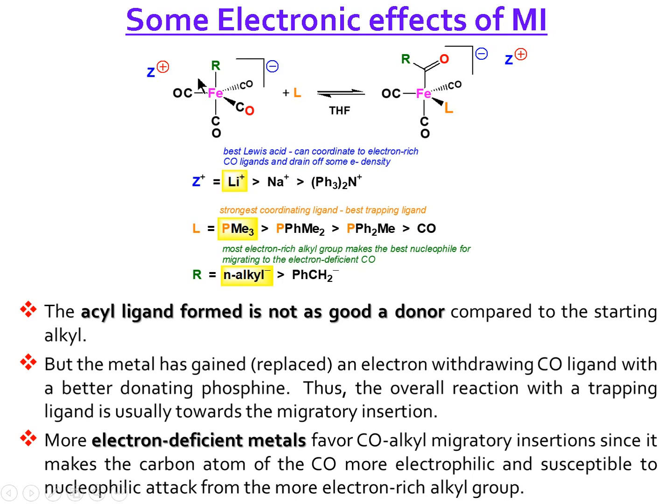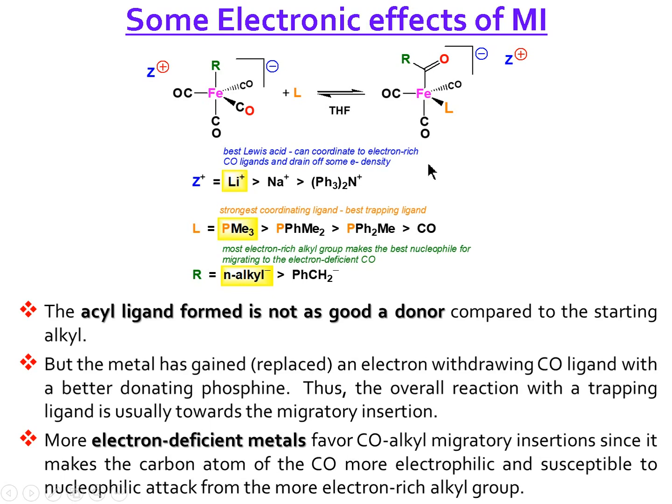So the first complex, by theory, would be more stable than the second. But the metal has replaced an electron withdrawing CO ligand with a better donating phosphine ligand L. It is true that R is more donor than COR, but L is more donor than CO, and CO, you know, is a pi acceptor ligand, and L is a sigma donor ligand. So in total, we have two inverse effects. In the first complex, we have a ligand that is more donor than in the second complex, and in the second complex, the L ligand is more donor than CO. In total, we have a stability of the product formed, so the migratory insertion will proceed.